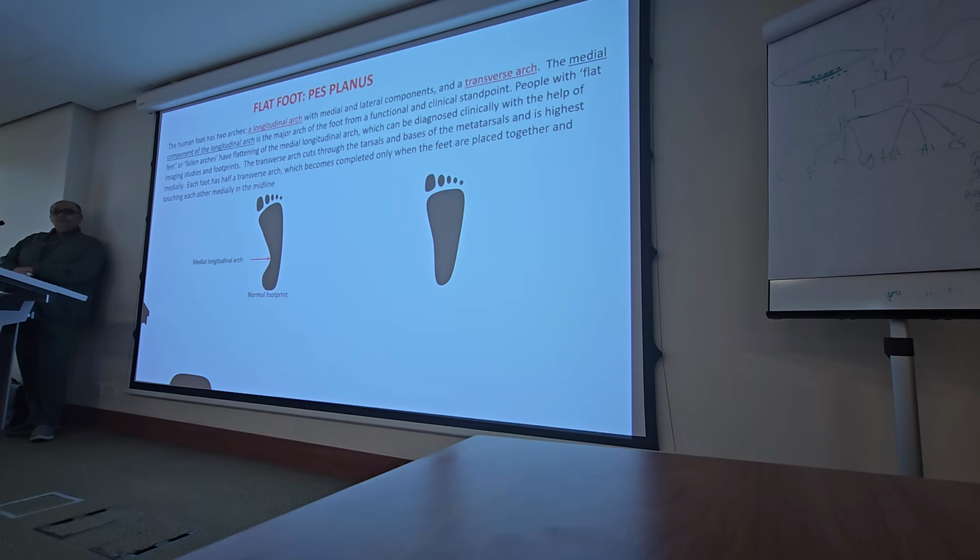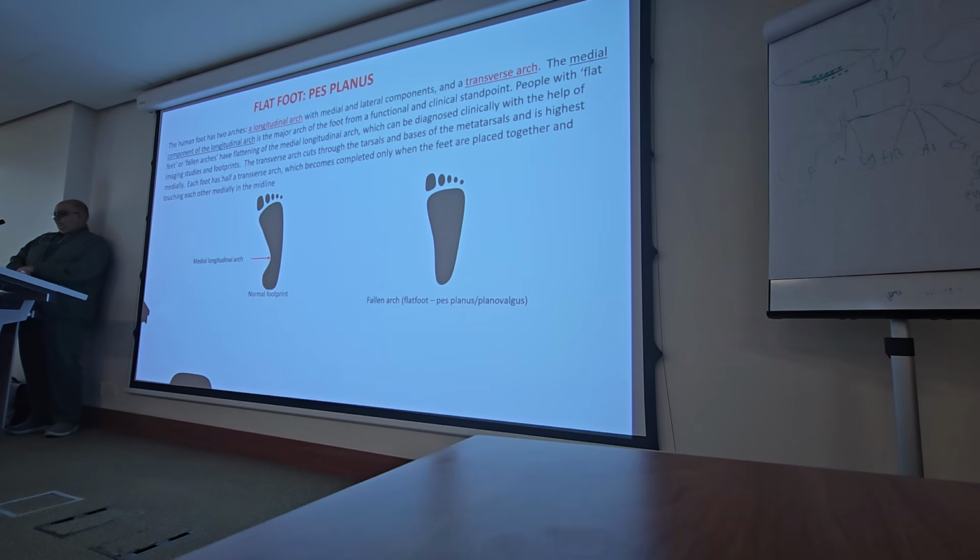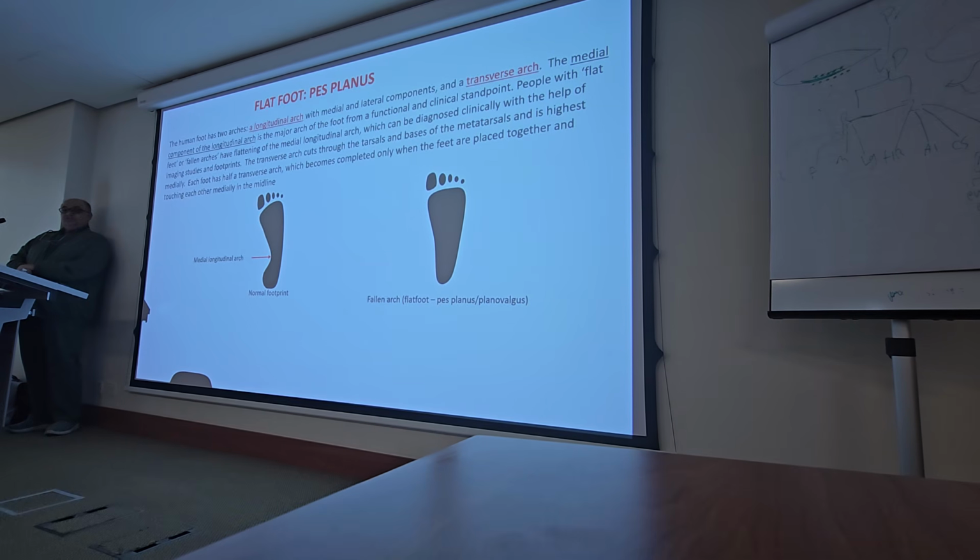I saw some MCQ books, they use this word pes planus, and everybody got confused. If you see somewhere written pes planus, it means flat foot. No rocket science is here. Are we clear? And we also use fallen arch. Again, it's another word for flat foot.